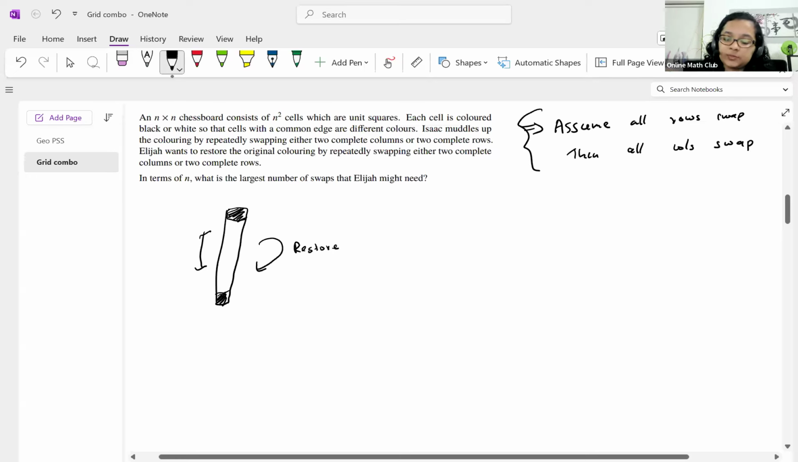Because after the row swaps, you're going to do the column swaps, but the column swaps don't affect the column itself. So the columns all have to be fixed before the column swaps happen. So when Isaac does his row swaps, then Elijah will do his row swaps, and these must fix the rows. So given that Isaac has messed up this column's orientation, what's the minimum number you need to get it back to its original state? Can we figure that out?